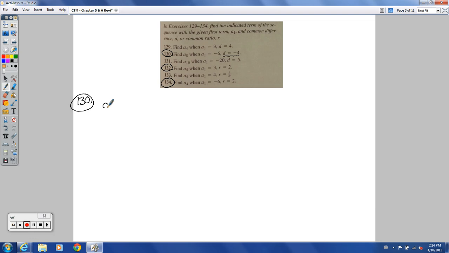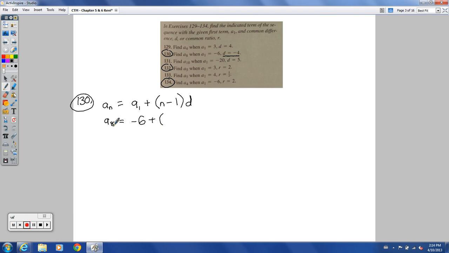So the formula here for the nth term, you just take that first term, and to that you're going to add n-1 times that common difference. That'll get you to that nth term. So here, this becomes A sub 8. A sub 1, the first term, is -6. The first term is -6.